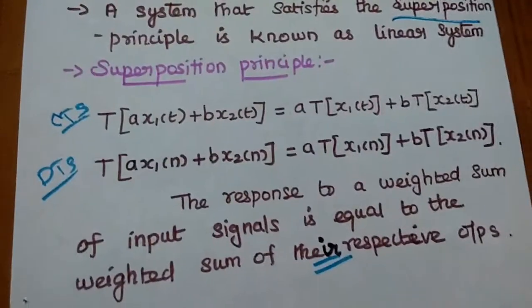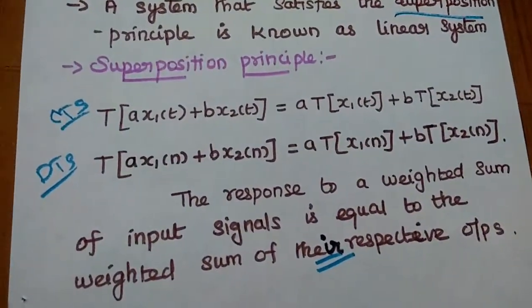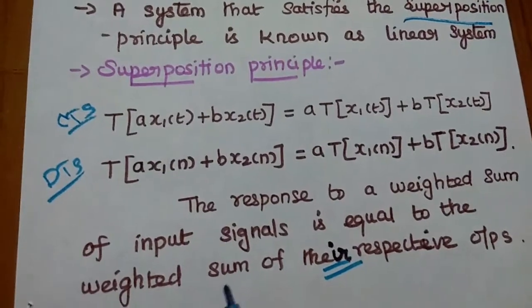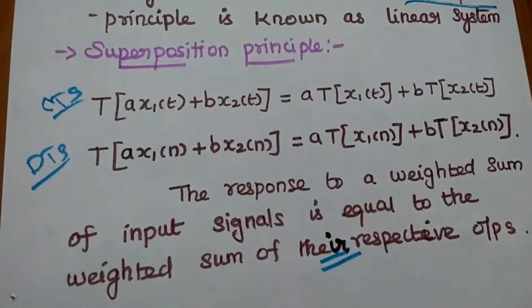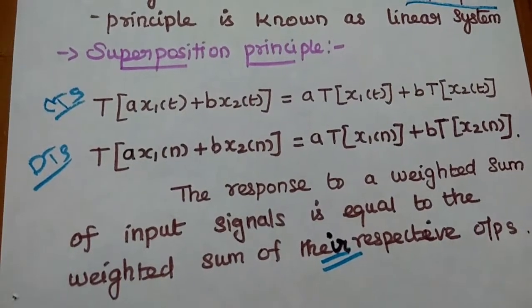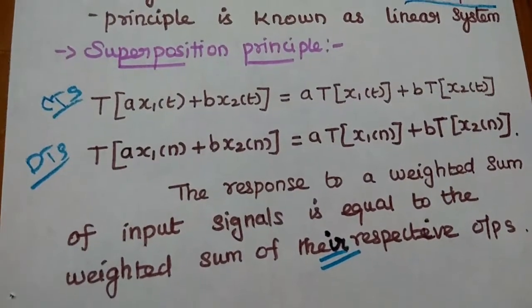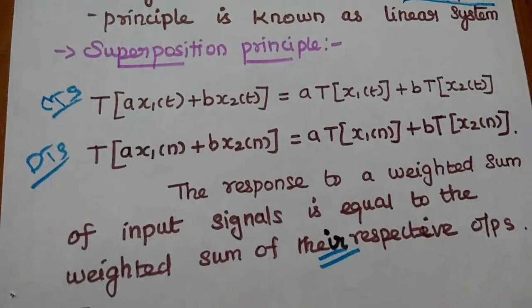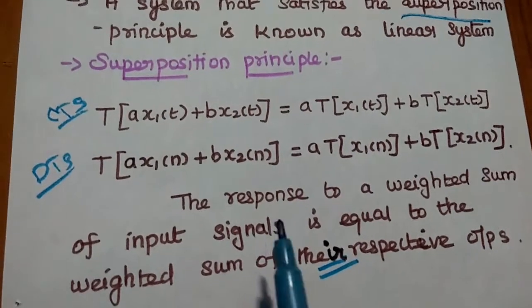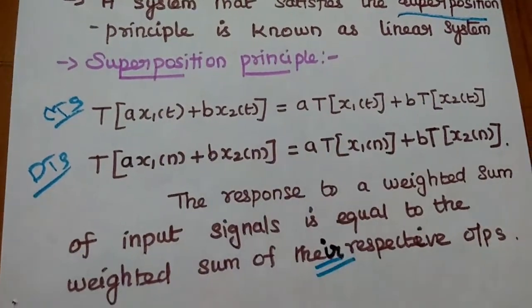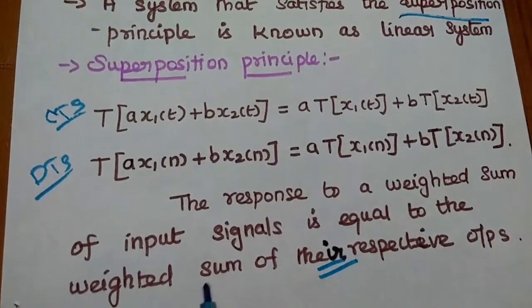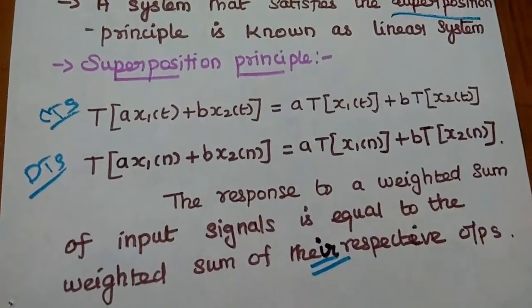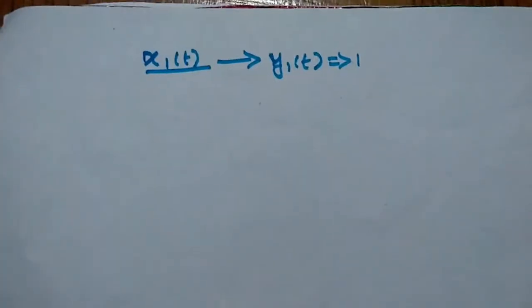This is the statement of the superposition principle: the response to a weighted sum of input signals is equal to the weighted sum of their respective outputs. That is given in this equation. We can call that the superposition principle. So how can we prove it?